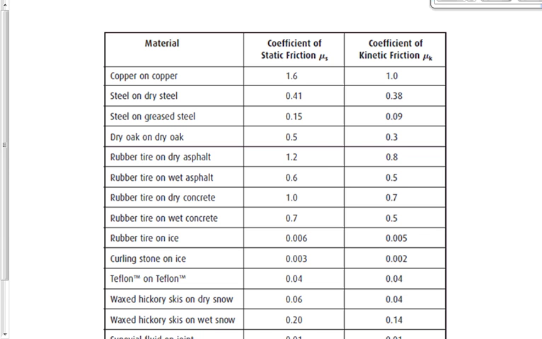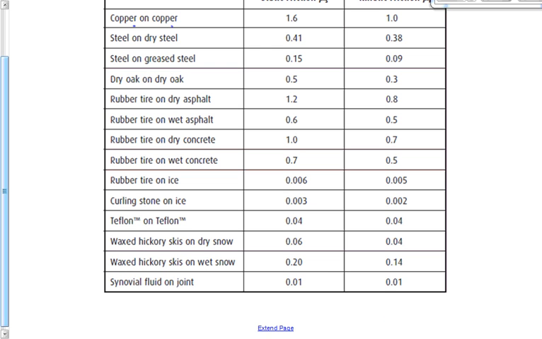Take a look at some of these values, though. Notice, first of all, that the coefficient of static friction is bigger than the coefficient of kinetic friction in each of them. Notice that some of these have a really big coefficient of friction, say static friction between copper and copper. Some of them have a really low coefficient of friction, like, for instance, synovial fluid on a joint, 0.01. What is that, by the way? What's synovial fluid?